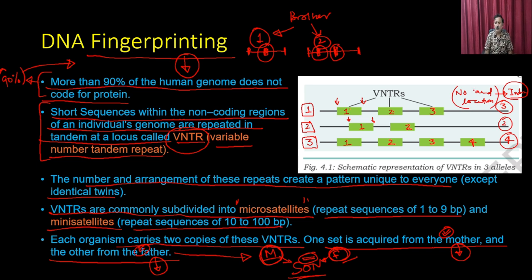Now, the question comes: how can you see the number and location of the VNTR? It can be done by two methods. One, you can sequence this DNA, and only then will you know the location of the VNTR in this particular sequence. But sequencing, as I said, is time consuming, labor intensive, and money oriented. It's not cost effective, and sometimes it may not be feasible to perform. So the other option is to go ahead with a slightly more advanced technique, called RFLP, or restriction fragment length polymorphism.